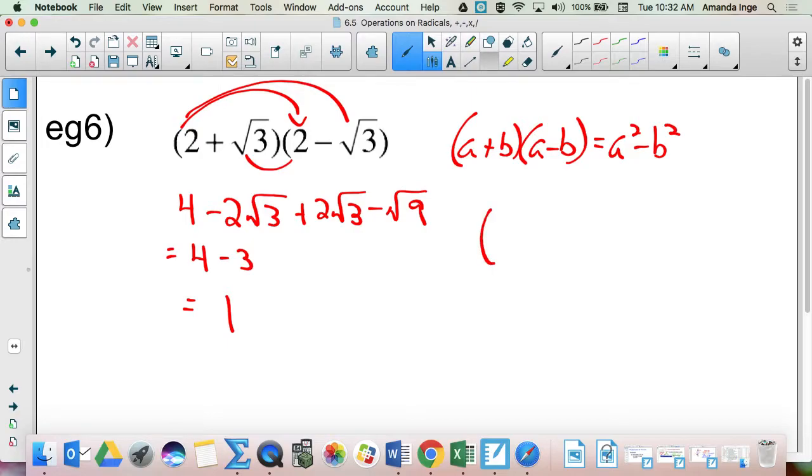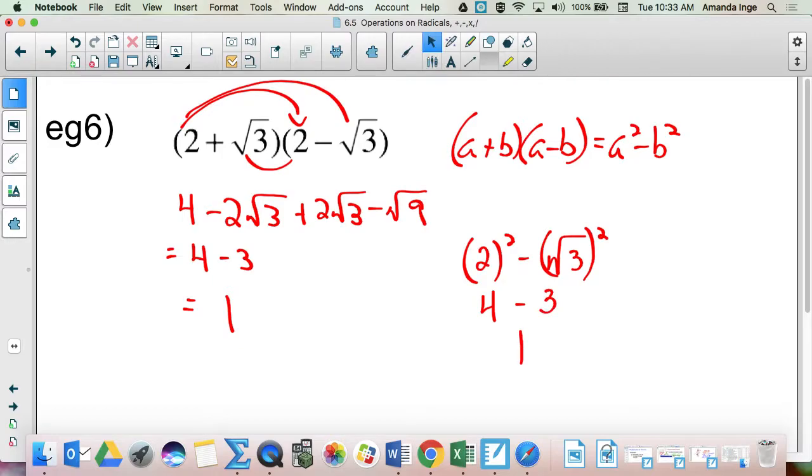So you could have actually taken those numbers and squared the first term and squared the second term and gotten 4 minus 3, or 1. But you can FOIL them if you want.